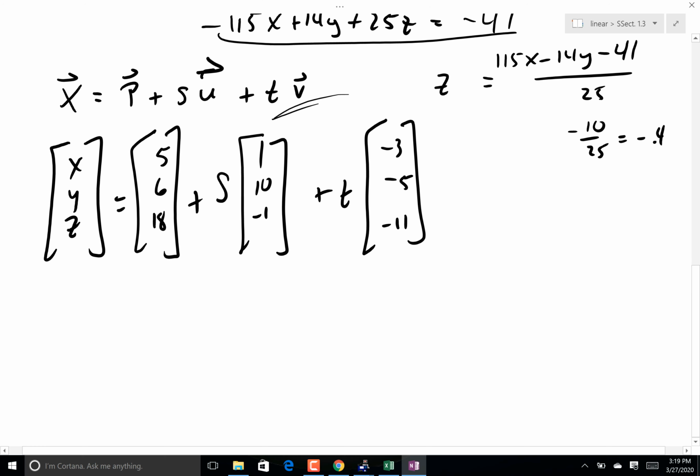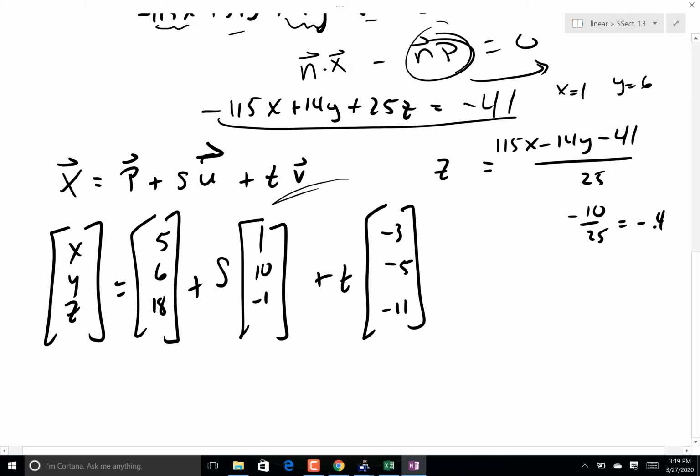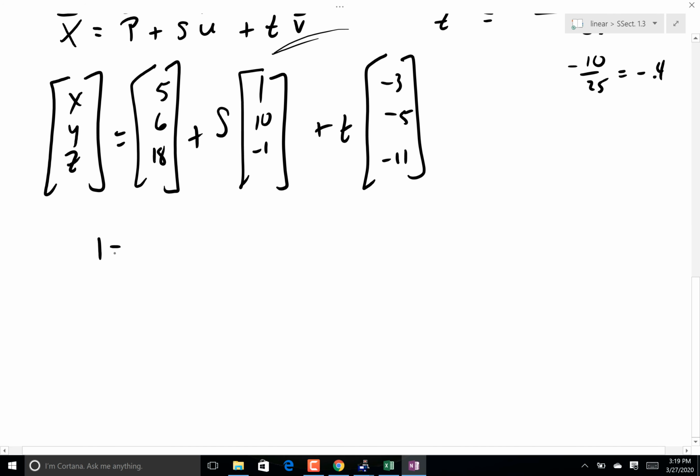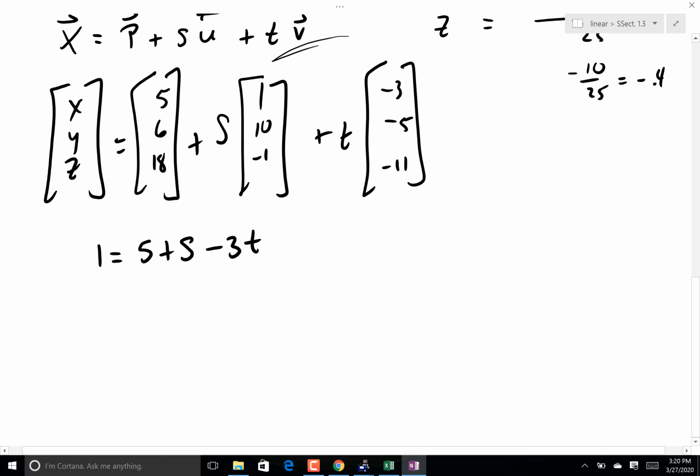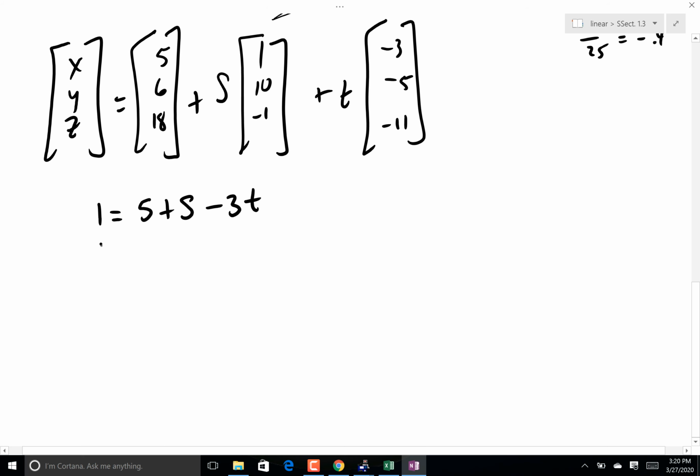Beautiful. Now, I should be able to play the same game down here. x equals 1, and y equals 6. And then, of course, I don't know z, and I will find him momentarily, but of course it's going to require me to find what s and t are, correct?